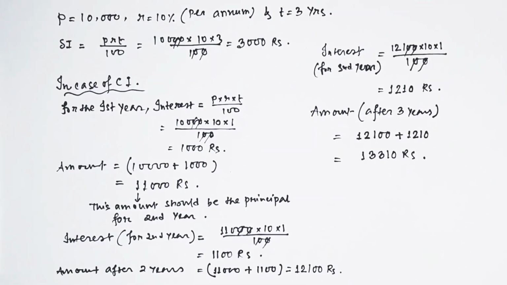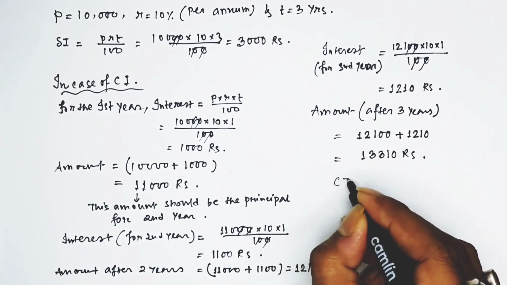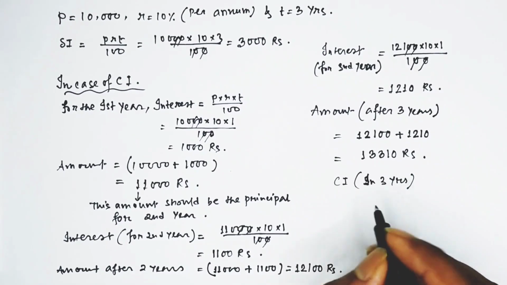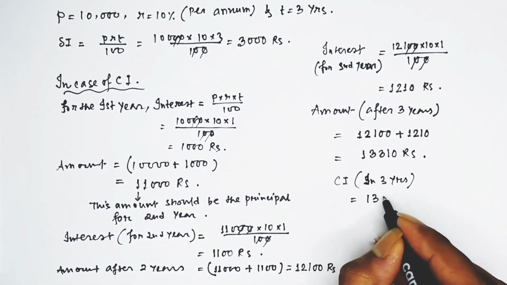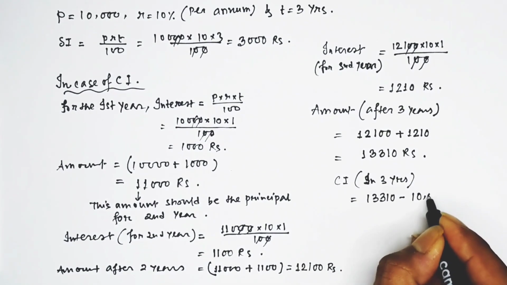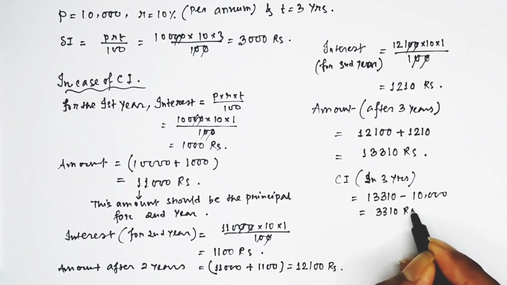If we calculate the total CI in 3 years, we get the value of total CI in 3 years is 13,310 minus 10,000, that is 3310 rupees. We can see that in case of SI, the principal is same for every year. That's why we get the same amount of SI in every year.